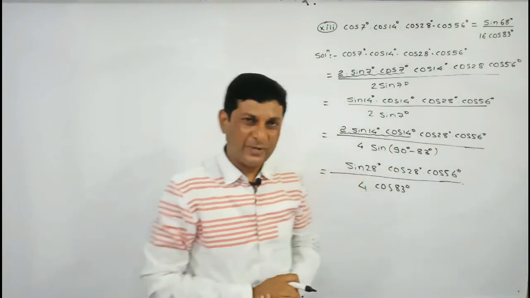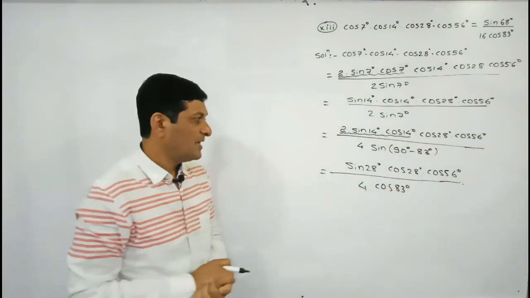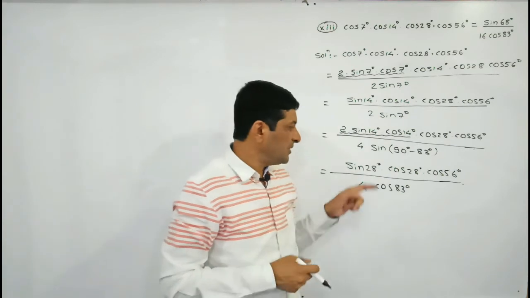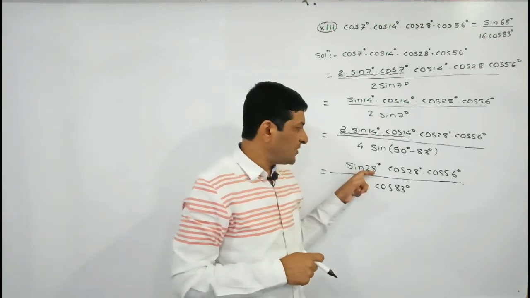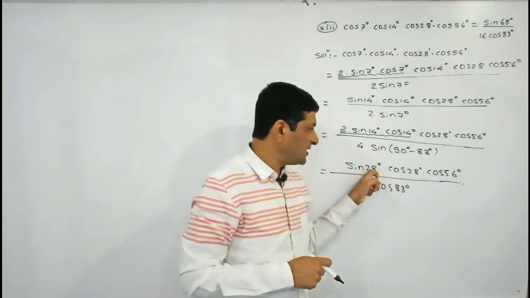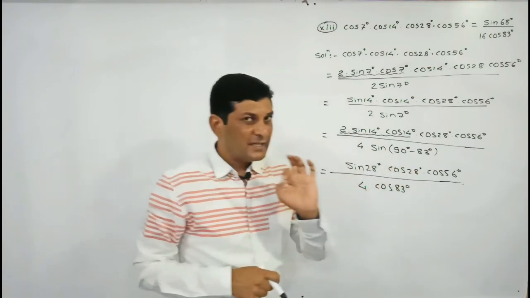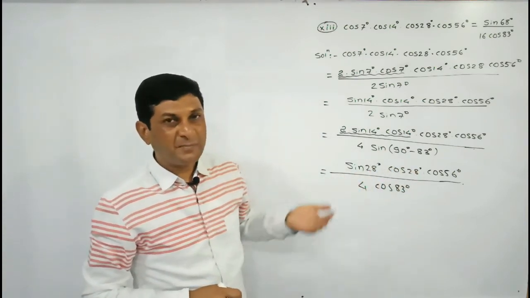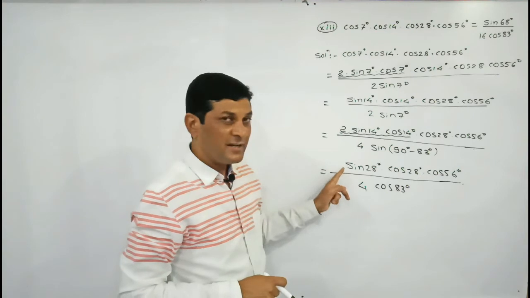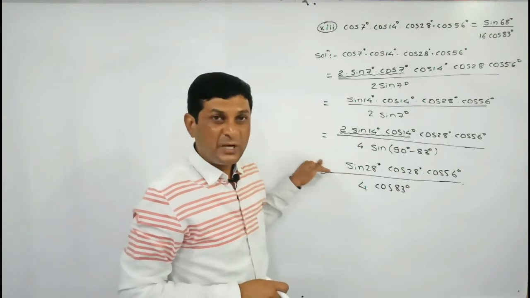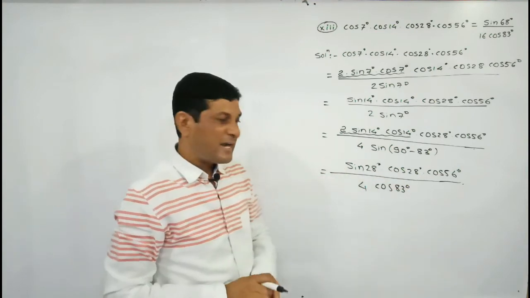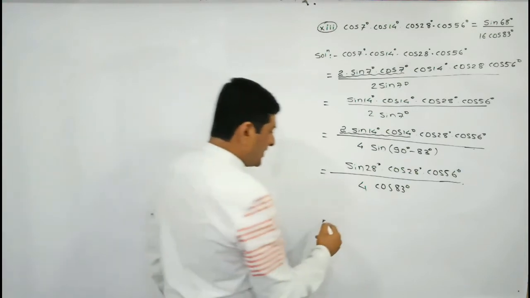Simplifying it, we are able to get 16 also in the denominator. Now again, if you observe the numerator, the terms are in the form of sine theta into cos theta. What is theta? 28 degrees. Now again, to arrange the term in the form of the double angle formula, we will require 2 here, and to get 2 here, we have to multiply the numerator and denominator by 2. So let us multiply the numerator by 2.